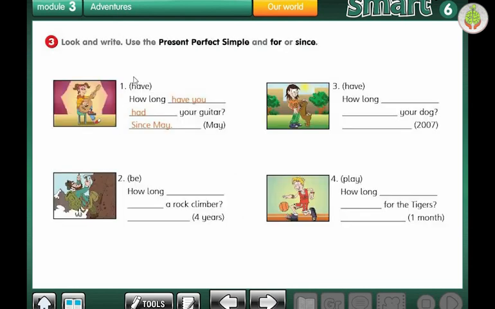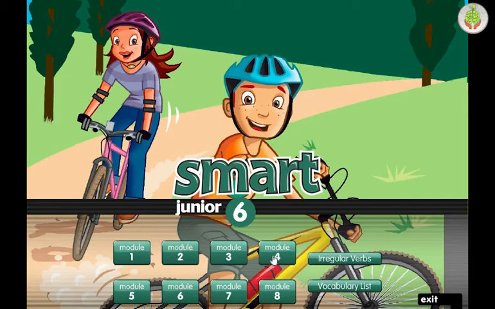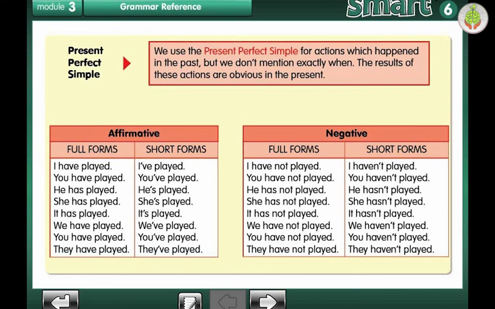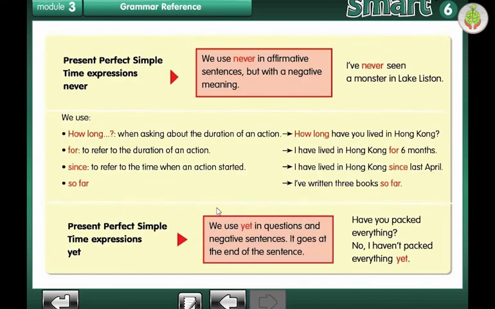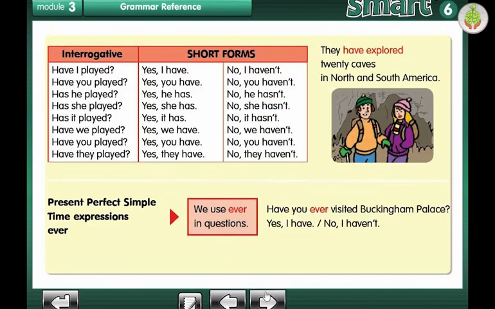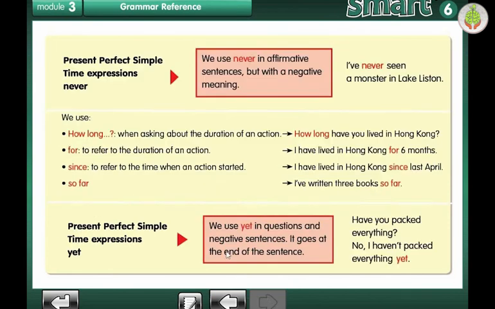Number 3, present perfect. We have to look and write using the present perfect and for or since. Now, how about we remember when do we use for and when do we use since? Here we go. Let's go to the grammar reference. Okay. So, when do I use for and when do I use since? Here we go. We use how long when asking about the duration of an action.